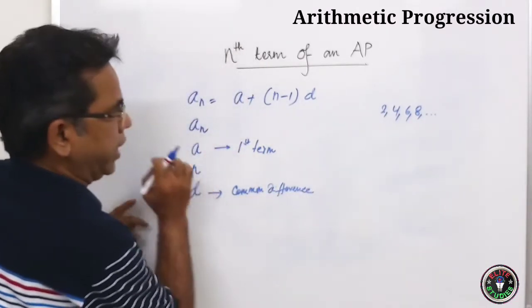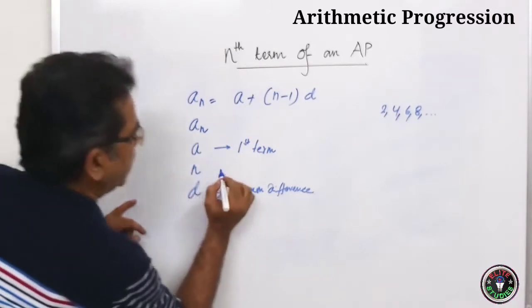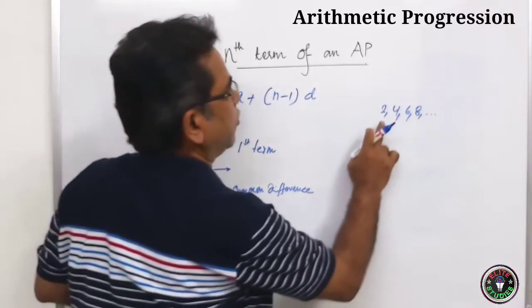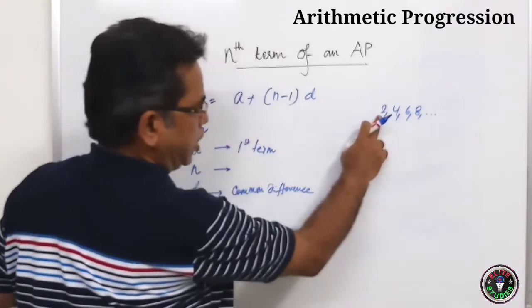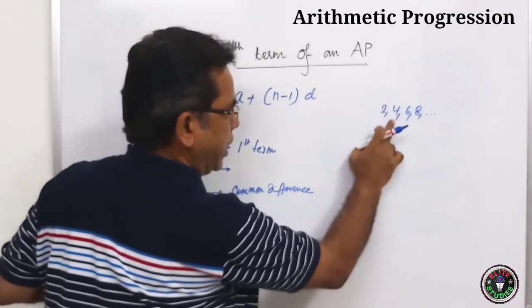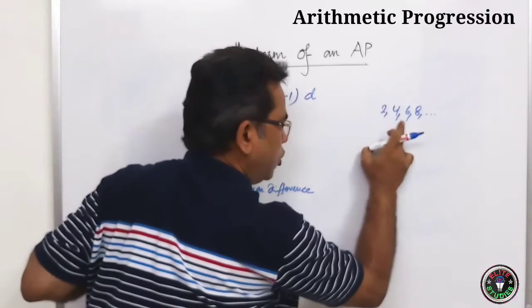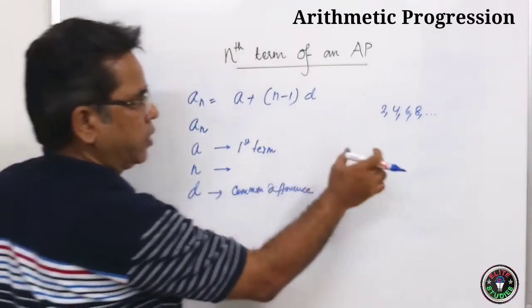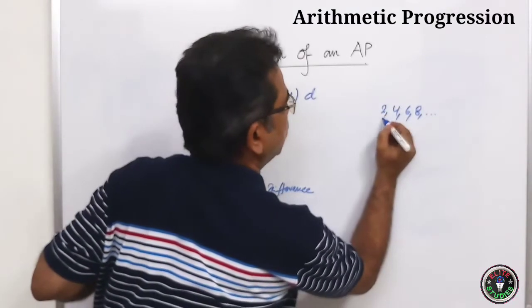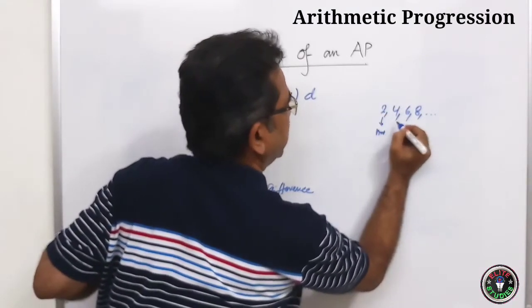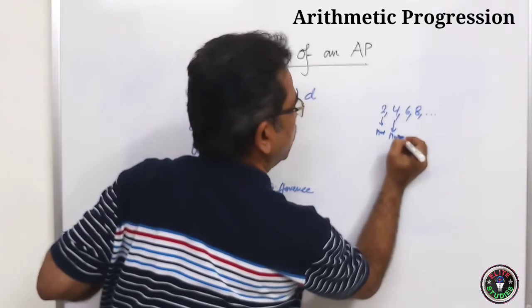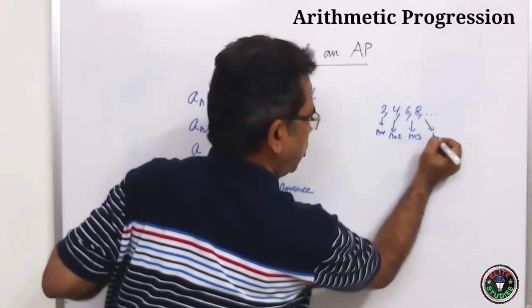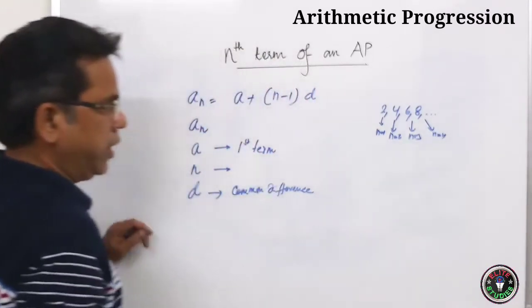And what is this n? This is very important. Here n is equal to 1, here n is equal to 2, here n is equal to 3, here n is equal to 4, meaning the number of terms, isn't it?